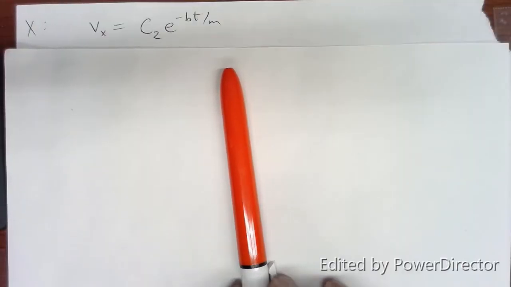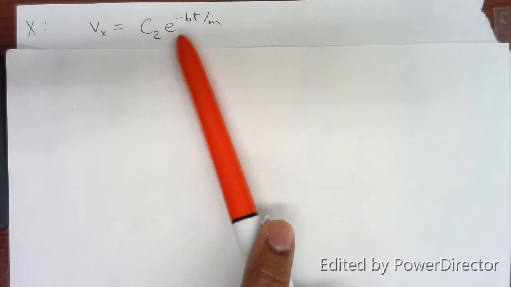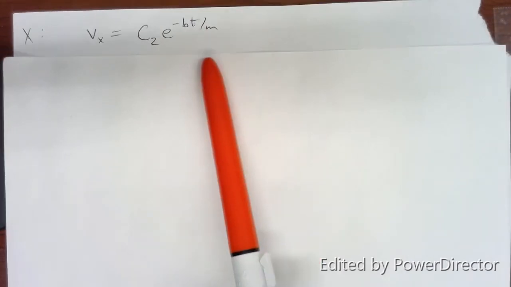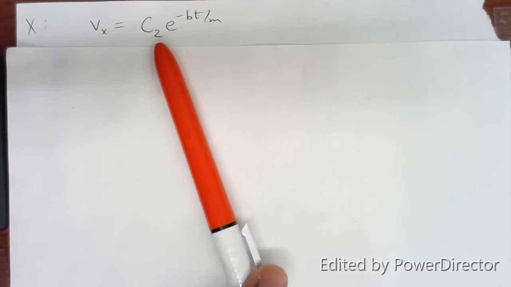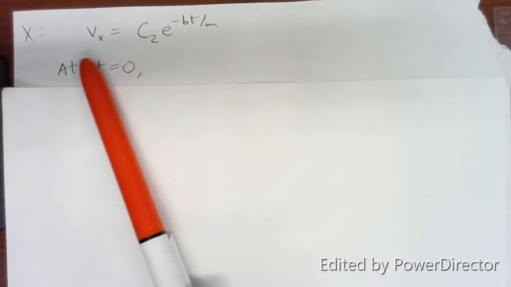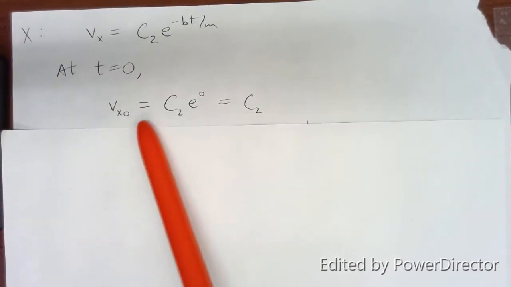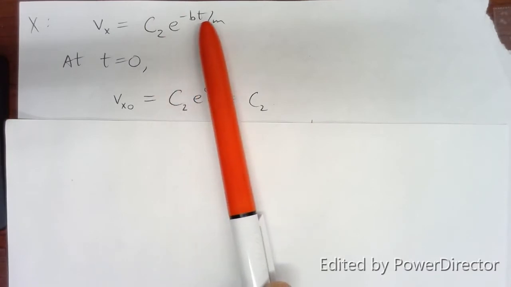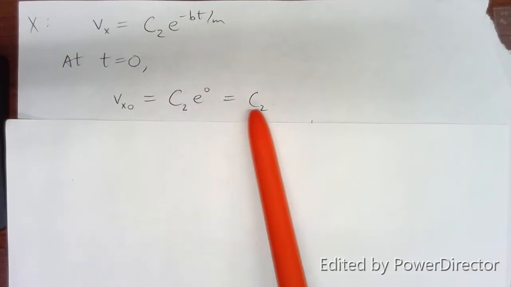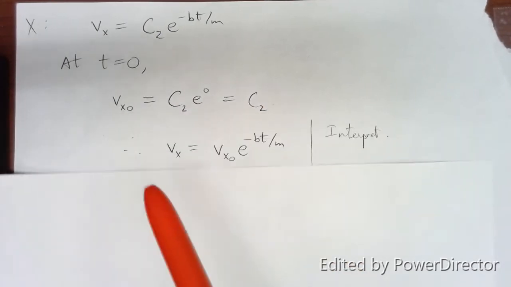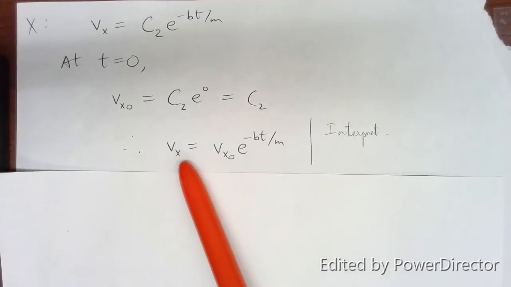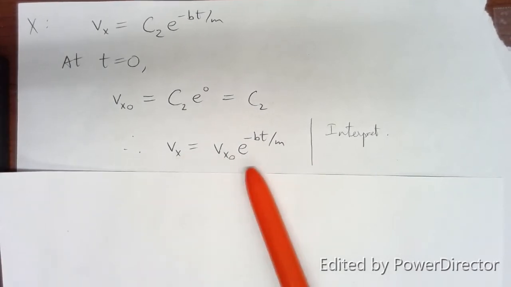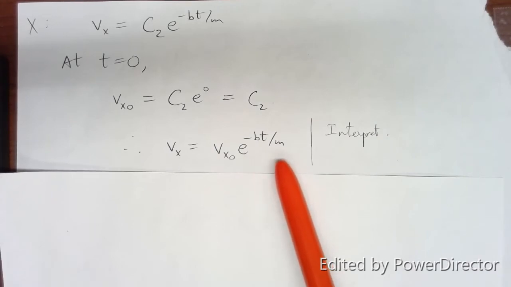In the x direction, we arrived at vx equals c2 times e to the minus bt over m. We would like to determine what the constant c2 is, so we look at initial conditions. At t equals 0, vx will be the initial x velocity, and so we have vx0. And on the right hand side, we would have c2 times e to the 0. But e to the 0 is just 1, so this is c2. So this fixes the constant c2 to be the initial x velocity, and so we have Vx equals Vx naught times e to the minus bt over m.